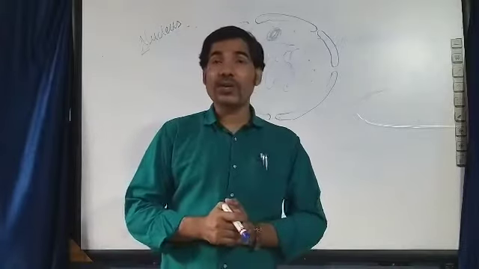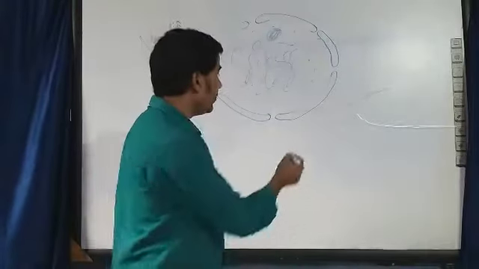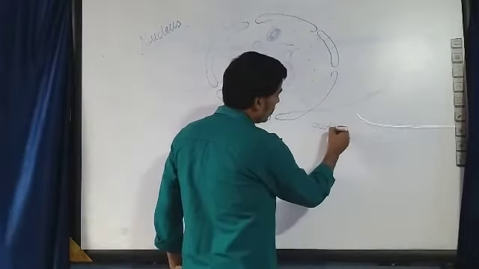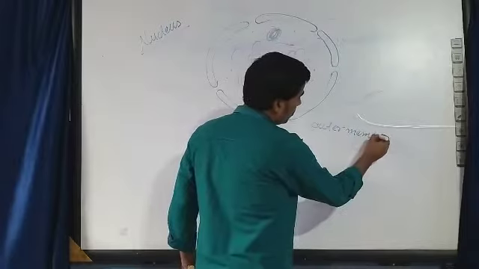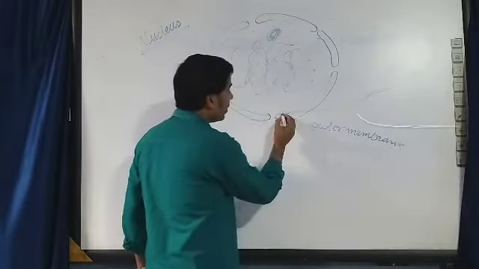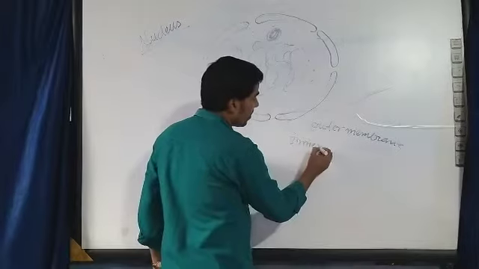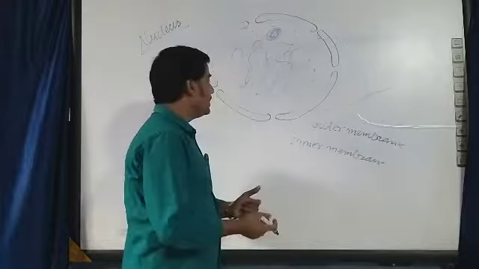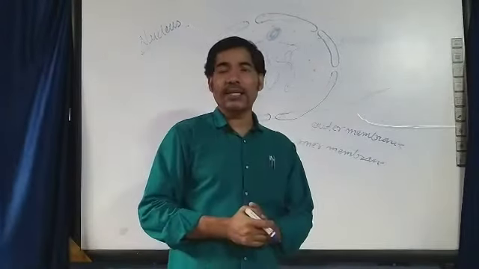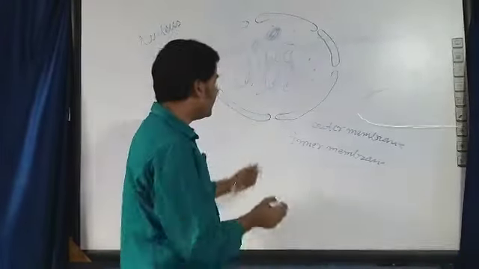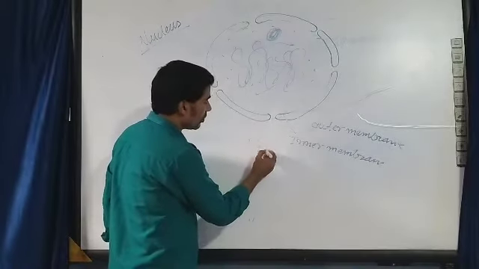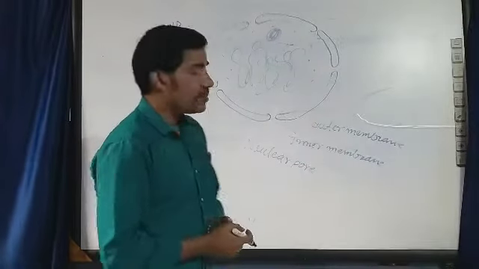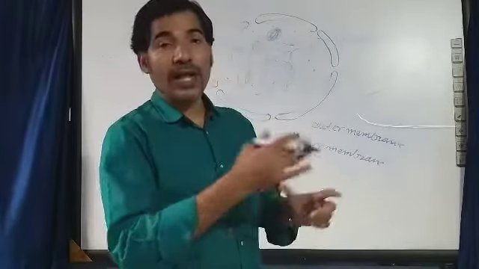Each nucleus is surrounded by a double membranous structure, in which the outer one is called the outer membrane and the inner one is called the inner membrane. You are seeing here that this nuclear membrane is not continuous. It has many pores at certain places, and these pores are called nuclear pores. The nuclear pores help in the exchange of substances between the nucleoplasm and the cytoplasm.